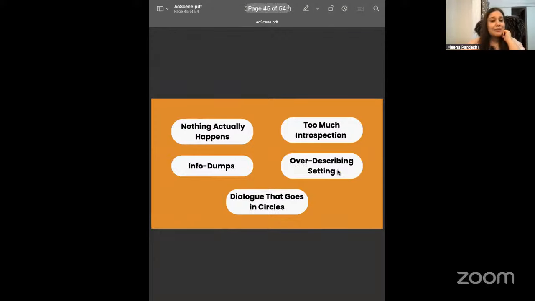Then we come to the last mistake, that is over describing settings. Many writers think describing everything will equate to immersive writing, but it doesn't. Here are signs you might be over describing settings in your scene. Long paragraphs describing rooms, landscapes, objects. The story pauses for description. Never do that. Irrelevant details clutter the scene. Why? Now it's a problem because description without emotional purpose becomes white noise. Here's how you can fix it.